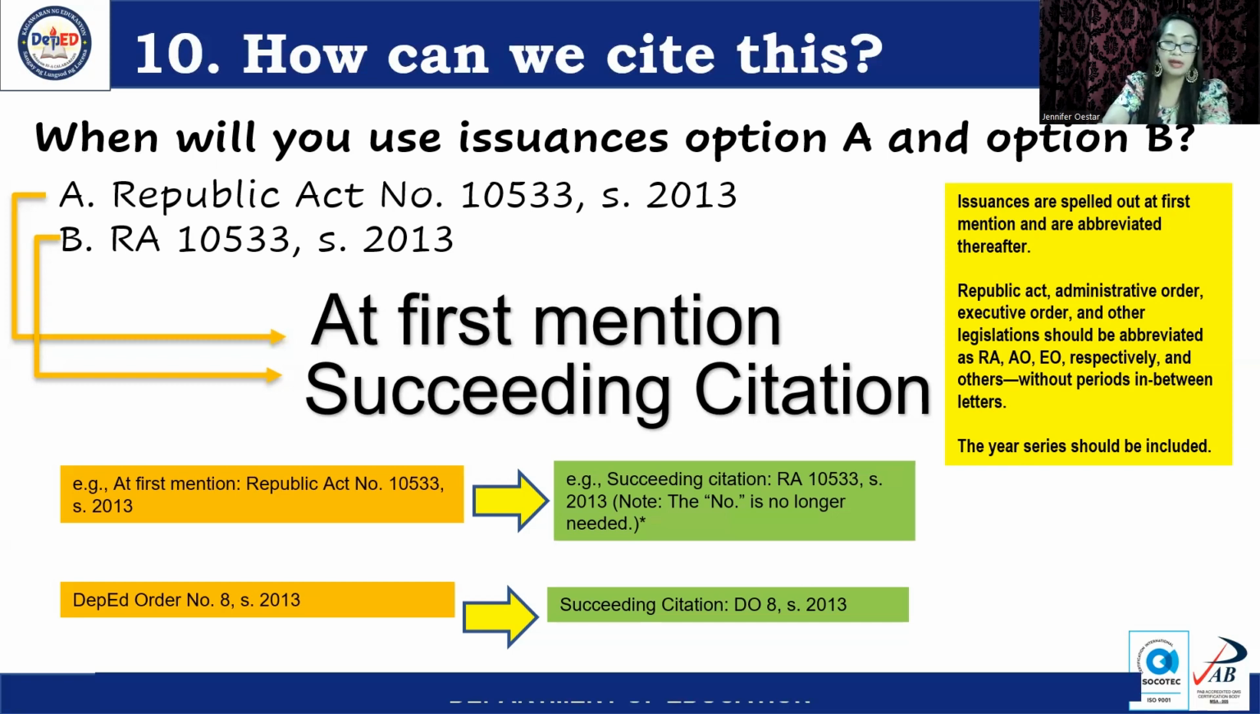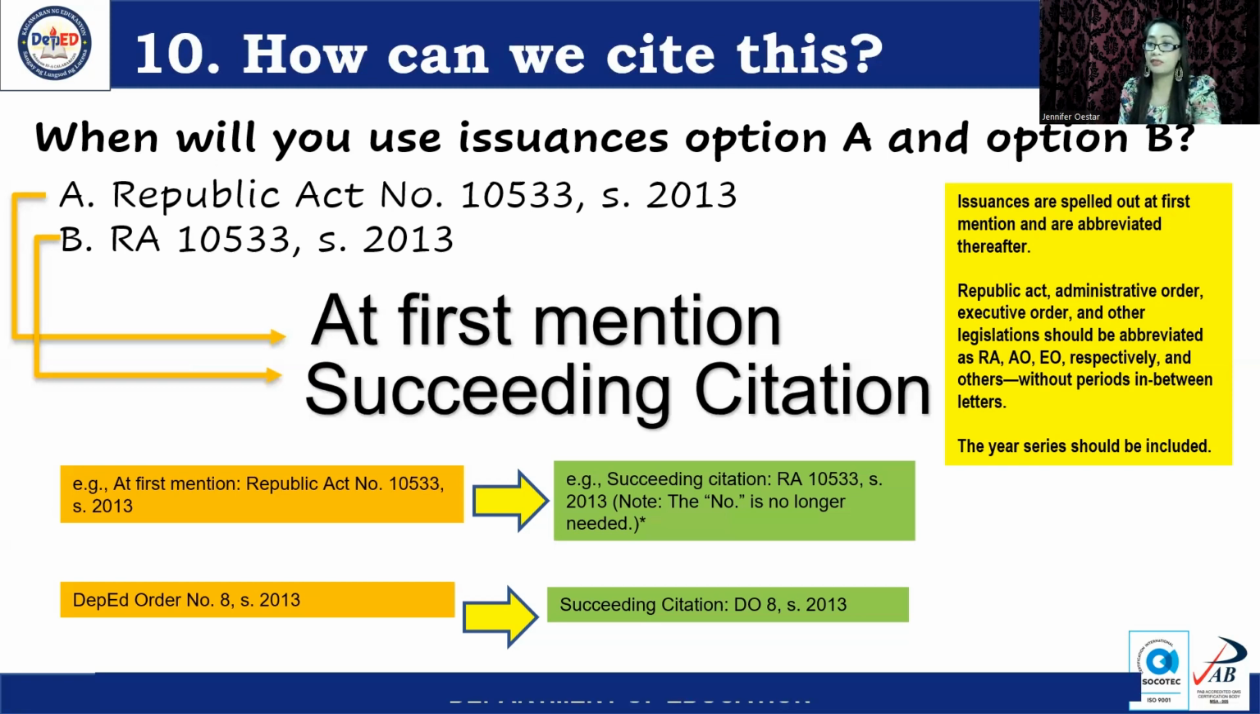Another, DepEd Order number 8 series of 2013. Succeeding citation, DO number 8 or DO 8 series of 2013. So this ruling is also applicable to abbreviations, also in acronyms. You have to spell out the meaning of the abbreviation on the first mention, and on the succeeding citation, you just write them in the abbreviated format or the acronym format.